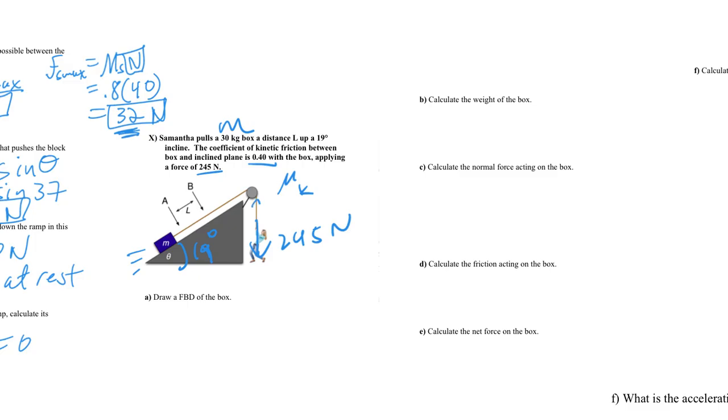But the string's pulling back both directions, right? Over the pulley, it doesn't matter. The pulley just directs the force, the tension, in another direction. These two forces have to be equal because they're tension. So tension equals the applied force, and we know this force is 245 newtons. I'll just call that tension.